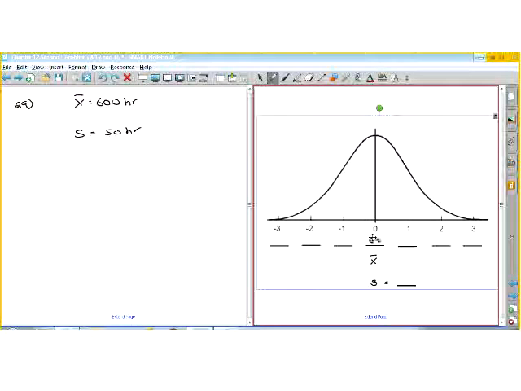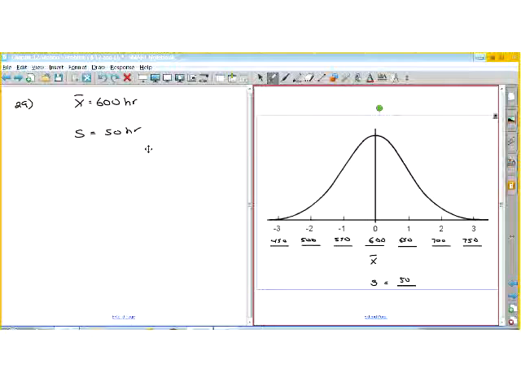So again, I could put 600 here with a 50 standard deviation. So this would be 650 hours, this would be 700 hours, this would be 750 hours, this would be 550, this would be 500, this would be 450. So these are the actual data values. These are the z-scores.